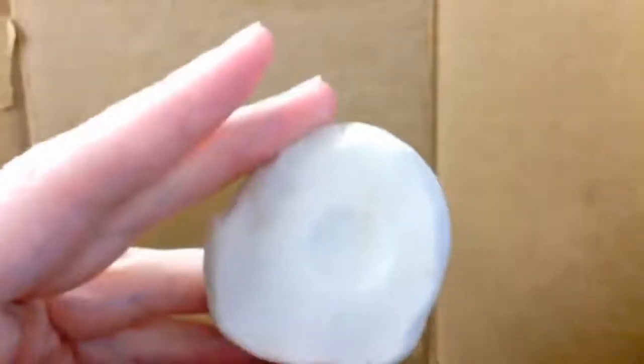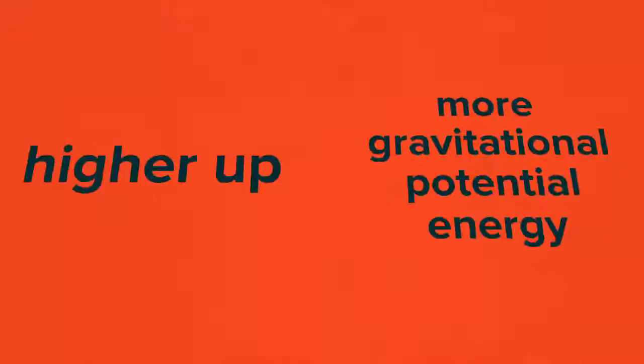Now I'm going to drop the ball that had the lower mass. Look, it just bounced off the clay. The clay doesn't even have a dent. That's because this ball has much less gravitational potential energy when I hold it above my desk.